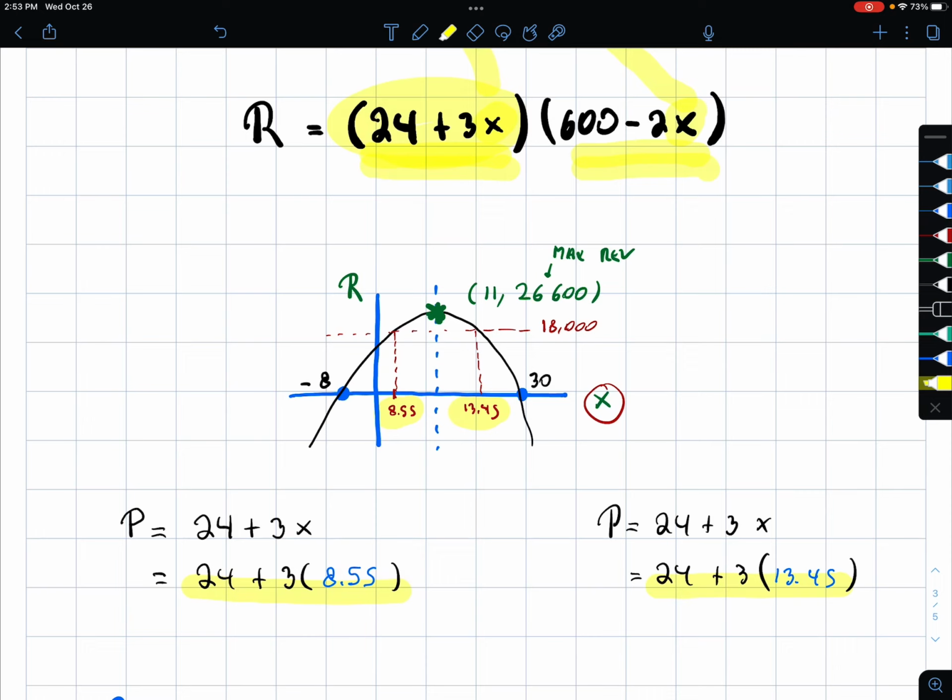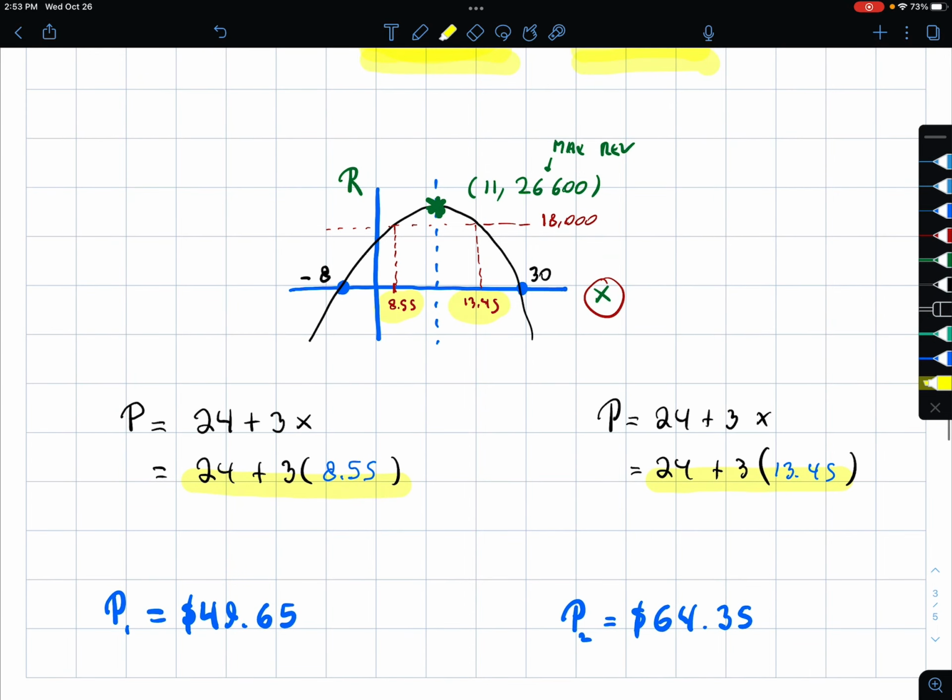You might be tempted to average them and plug them back in. That's not what we do in this case, because we're not looking for the vertex. We're looking for zeros. We found the zeros already, 8.55 and 13.45. And now we need to figure out what prices they represent. So on the left one, 24 plus 3 times 8.55 gives us 49.65. And on the right one, 24 plus 3 times 13.45 gives us 64.35.